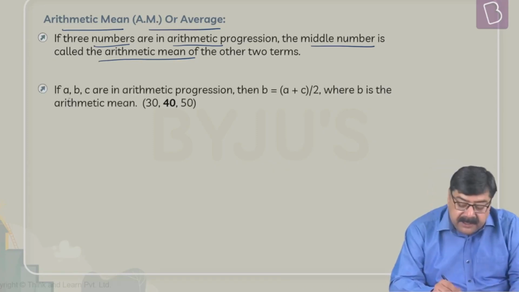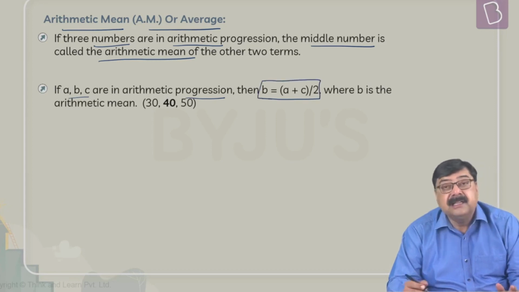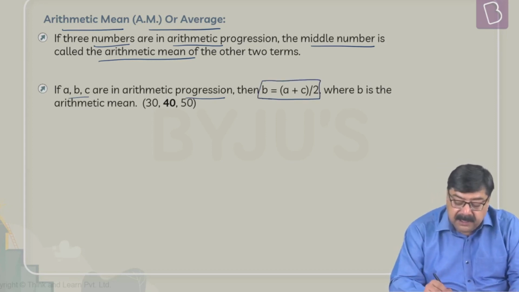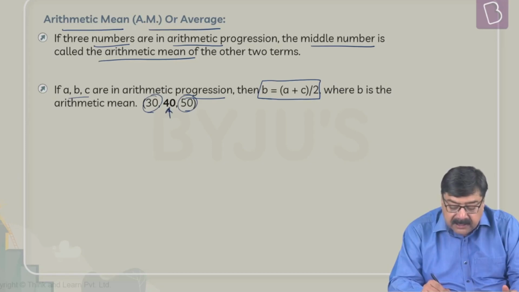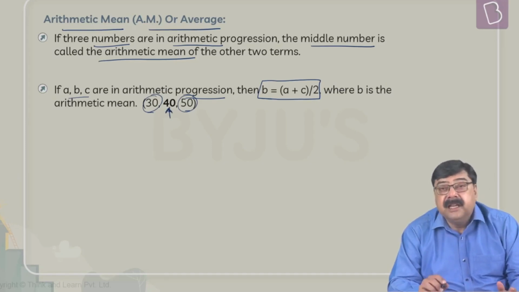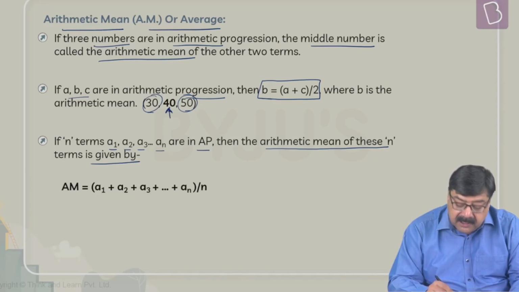Now, if A, B, C are in arithmetic progression, then B is (A plus C) by 2. Now, you can take it like this as well, where B is the arithmetic mean, like 30, 40, 50. 30 plus 50 is 80 divided by 2. Or else directly you can take the middle number here as the arithmetic mean. If n terms A1, A2, A3 up to An are in AP, then the arithmetic mean of these n terms will be given by the sum of these terms divided by the number of terms.